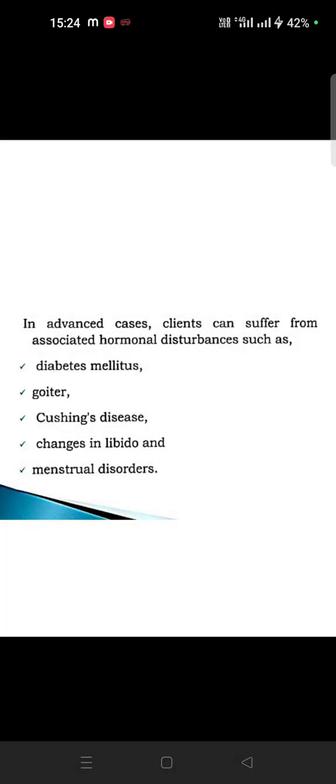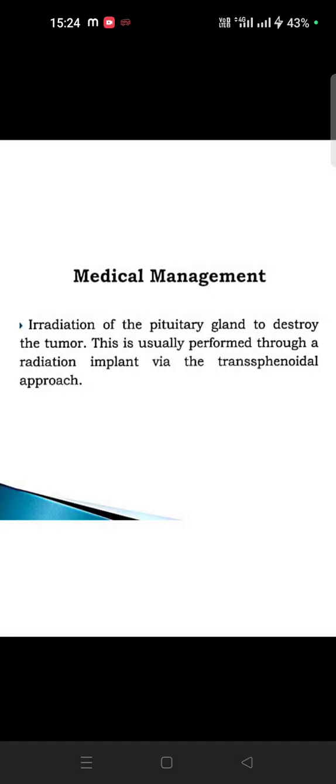Then there are also diabetes mellitus, goiter, Cushing's disease, changes in libido and menstrual disorders that will come. So what is the medical management?